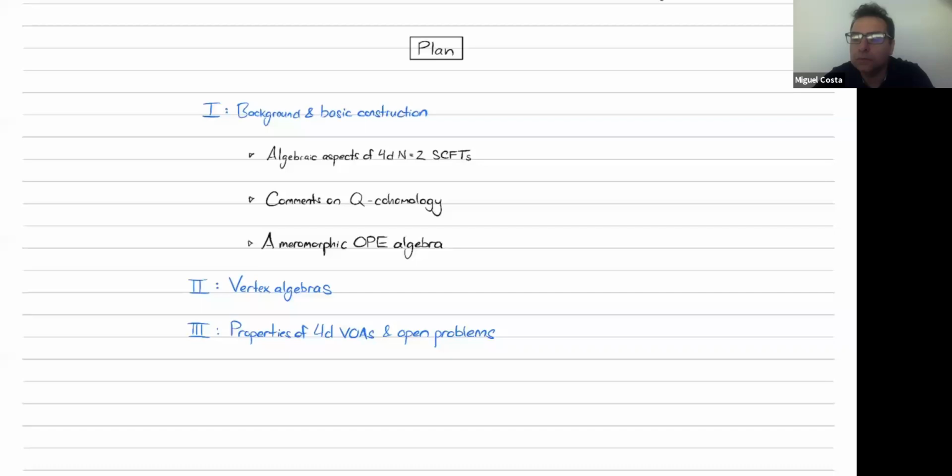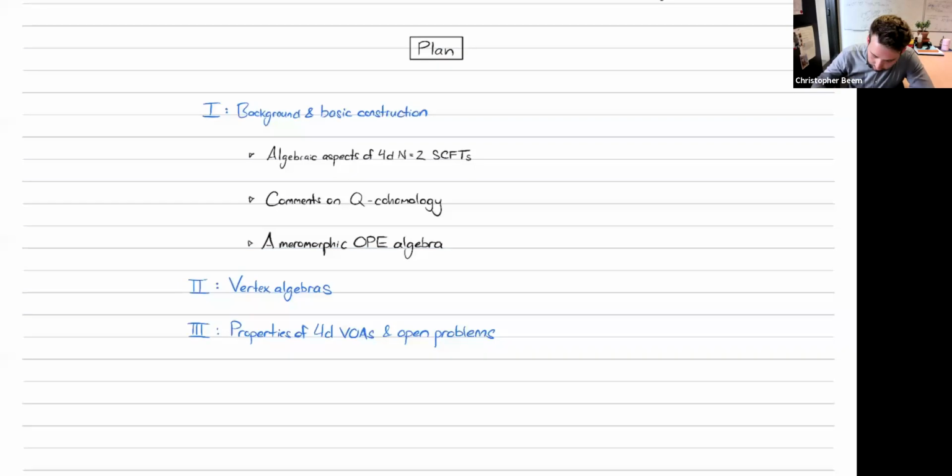I'm going to be ultimately trying to describe and talk about a connection between 4-dimensional N=2 superconformal field theories and a class of mathematical objects called vertex operator algebras that, if you come from a physics background, you already have some intuition for, but not in the language that's used in the math literature.